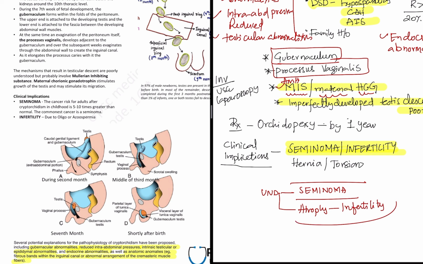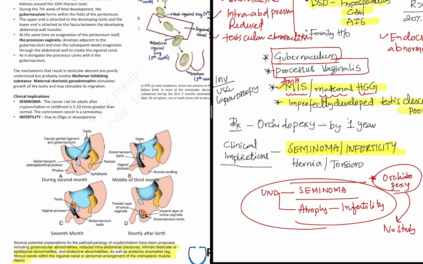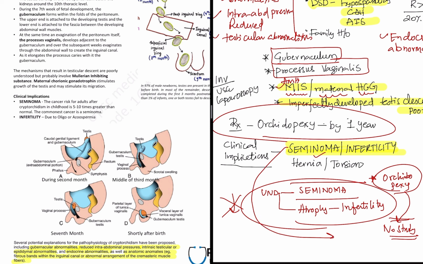And one clinical point I want to tell you, I have seen many PG questions on this point. If we do orchidopexy at less than 1 year of age, there is no study which says that orchidopexy reduces the incidence of complications. The risk of complications remains the same whether you do orchidopexy or not. The only advantage of fixing this issue is that if seminoma develops, you can easily identify it if the testis is extra-abdominal. If it stays in the abdomen, you might not detect a testicular cancer. It might metastasize, leading to mortality. So that's a major advantage.